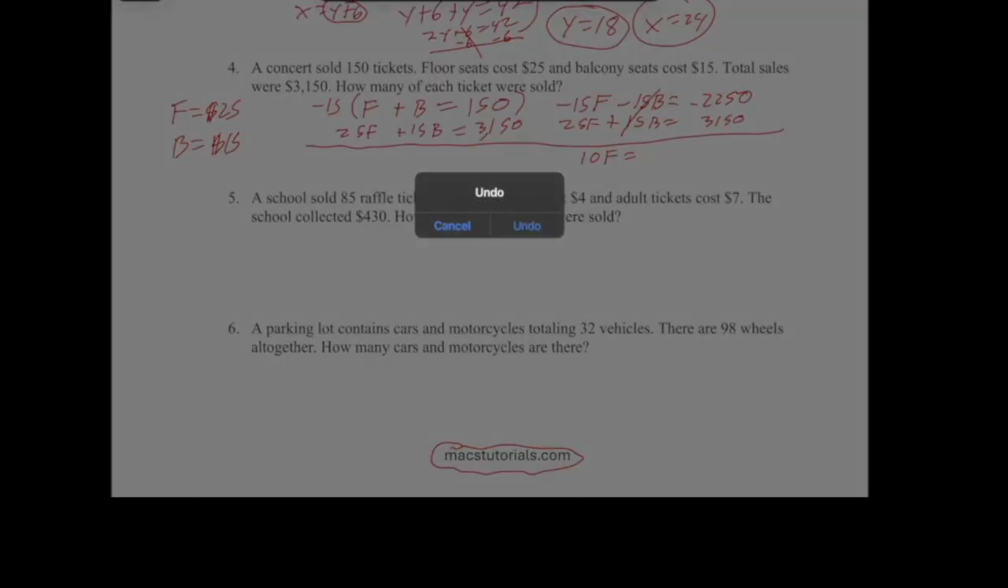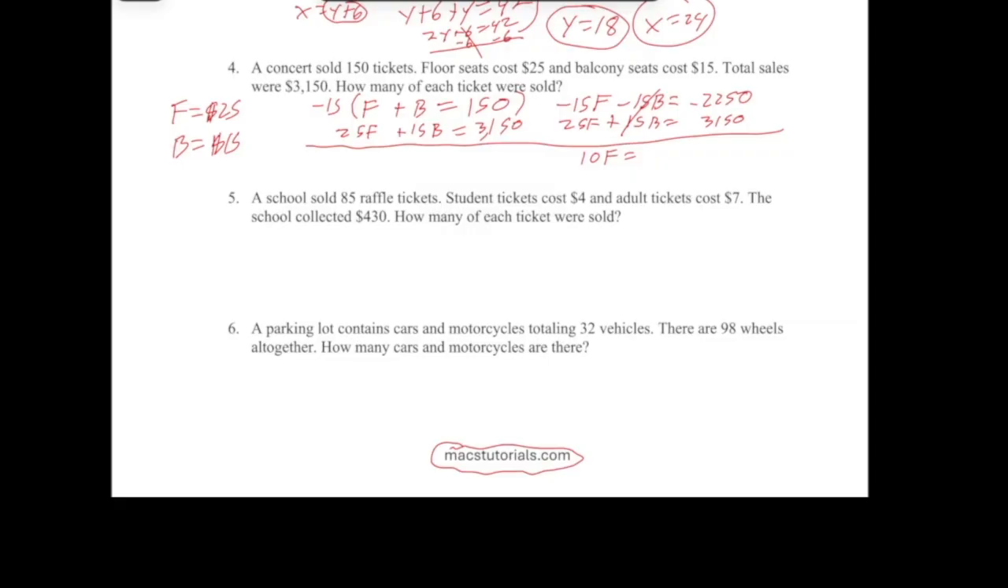So now I'm going to subtract them, and I'm going to get 900, a positive 900. And then once I divide each by 10, my floor seats, and make sure that you keep that F there, that's going to end up being 90 floor seats.